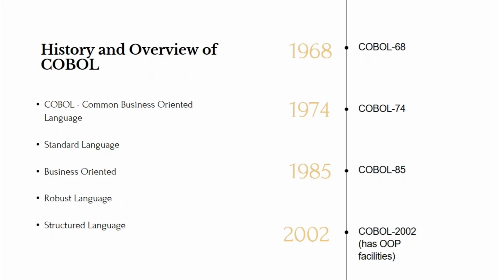History and overview of COBOL. COBOL, which stands for Common Business Oriented Language, was designed for business data processing needs. It's an English-like language. All the instructions can be coded in simple English, which is easy to write and easy to read.